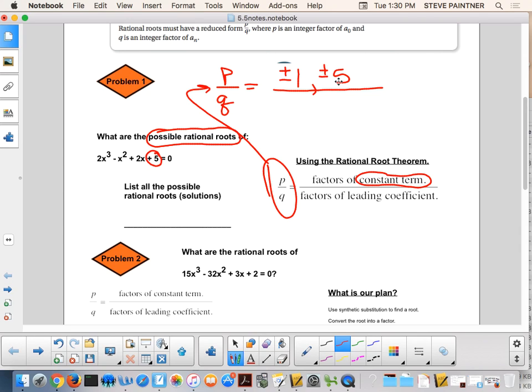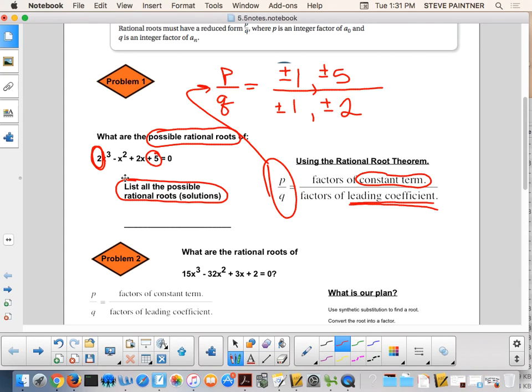Over Q. Q is the leading coefficient. What's the leading coefficient? 2. Factors of 2: 1 and negative 1, 2 and negative 2. And now that you have these numbers on top and bottom, take your P's and Q's and list all the possible solutions that could be fractions. So then you just do it one at a time.